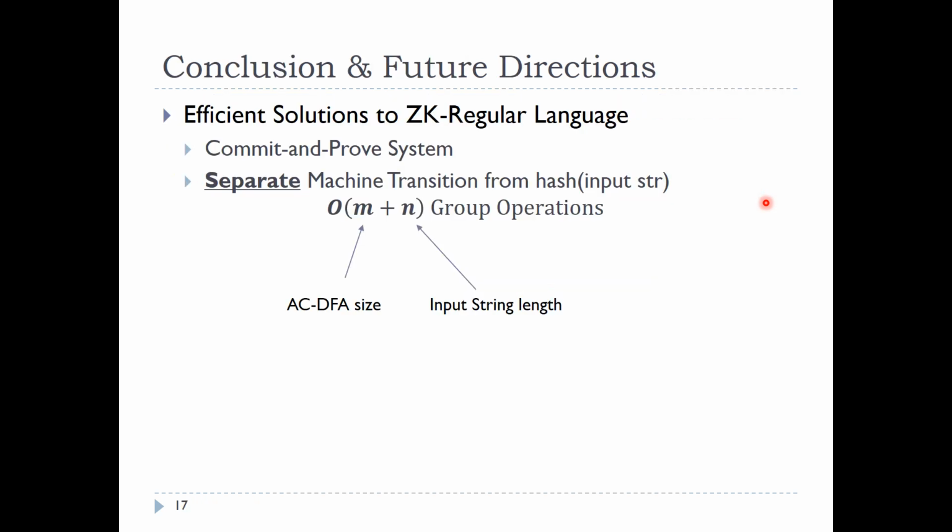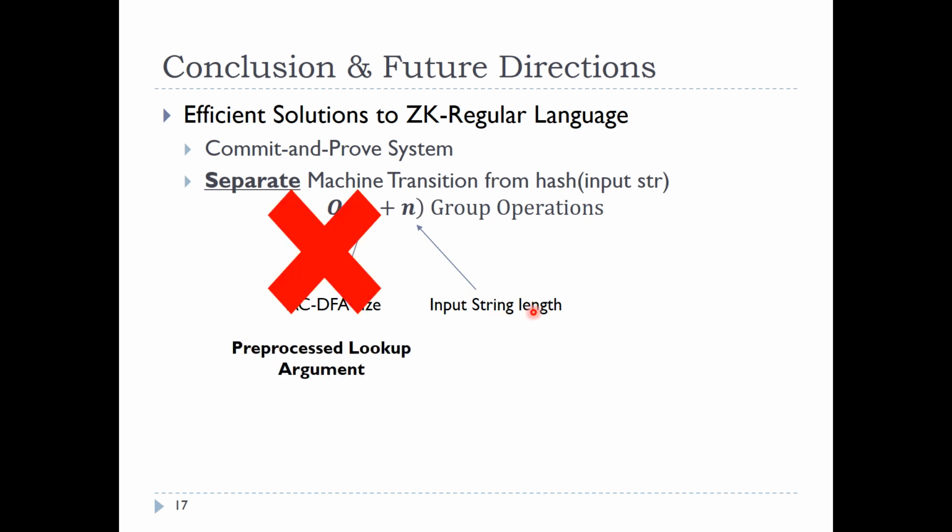But in summary, in this work, we have presented a very efficient solution to tackle the zero-knowledge regular language problem. Our basic approach is a hybrid prover system. Because of the use of a zero-knowledge subset proof, we are able to separate the machine logic from those hash and encryption operations. So we end up with a nice complexity for the prover, that the complexity in terms of the group operations is the sum of the automata size and input string length.